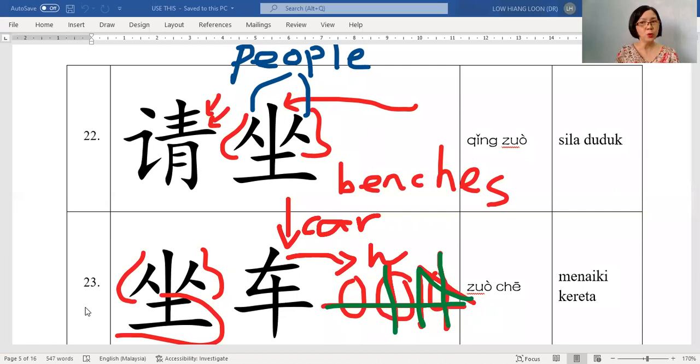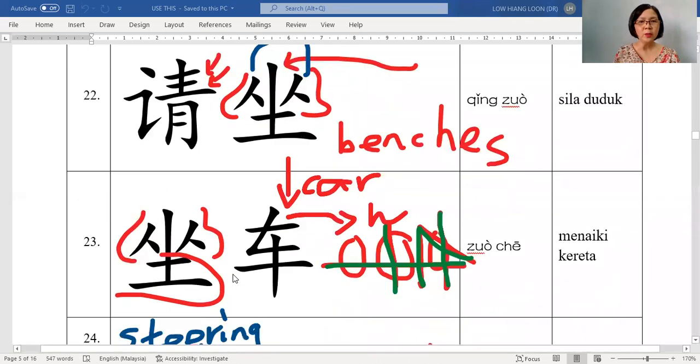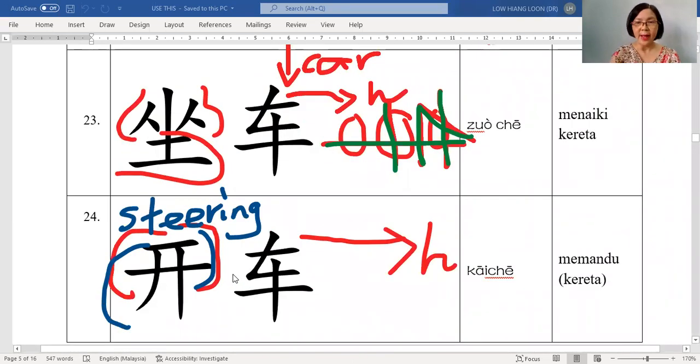And then 23 should be no problem because you see 2 people, and this is sitting, and the che, remember you've learned earlier that you bring it down, it becomes a car. So 坐车. So what is 坐车? Do you remember? Naik kereta. What is the difference between 坐车 and the next 开车? This we of course will test you in the test. You need to know 坐车 is naik kereta, means that you are not driving. Somebody drives you to somewhere.